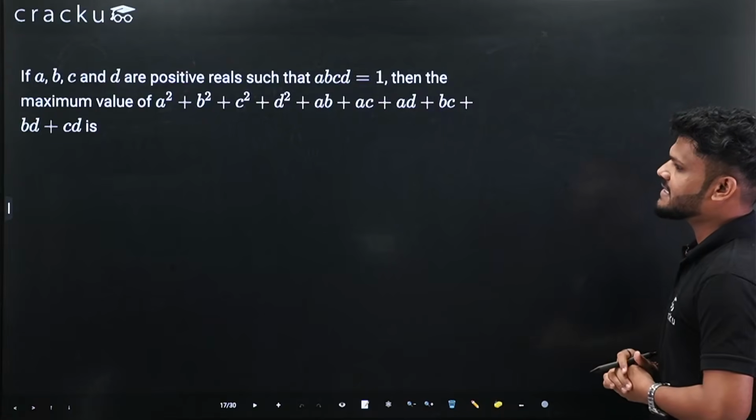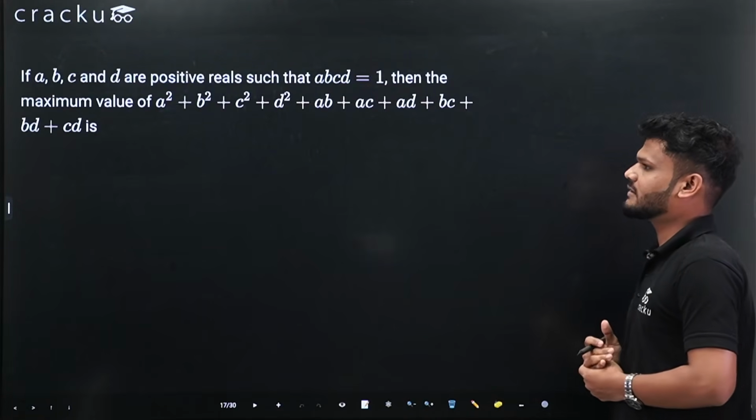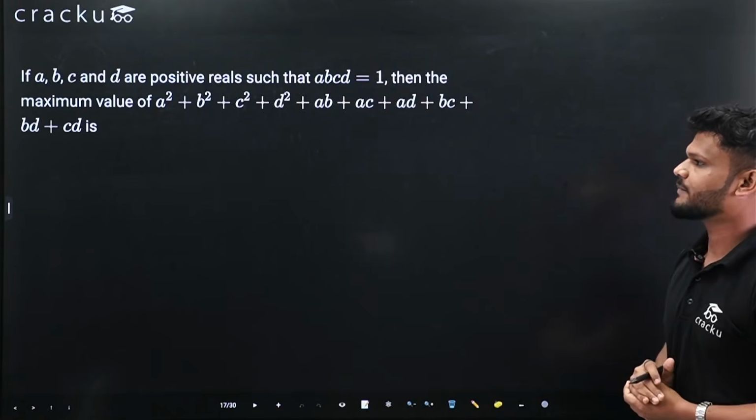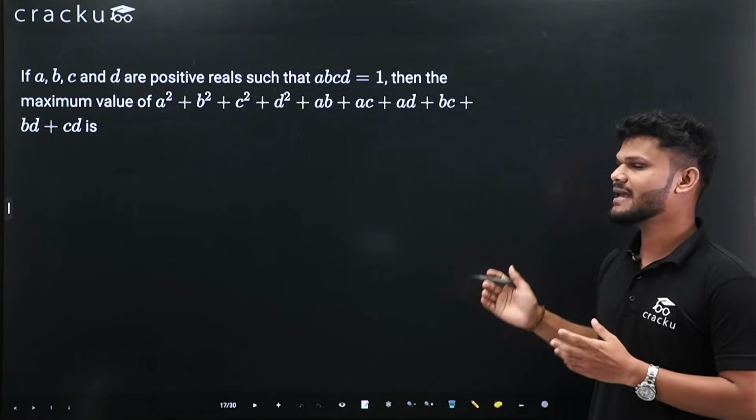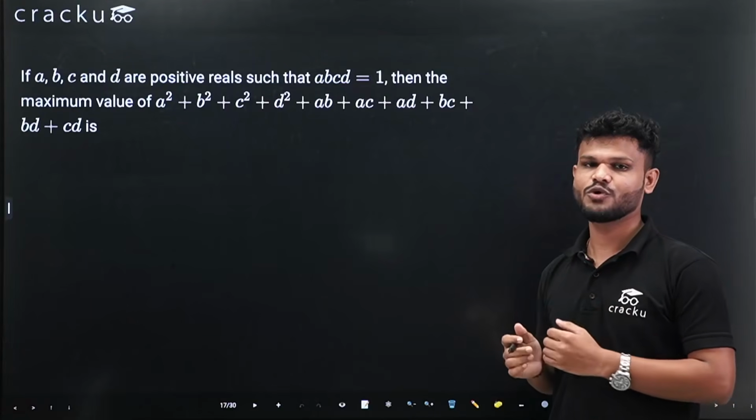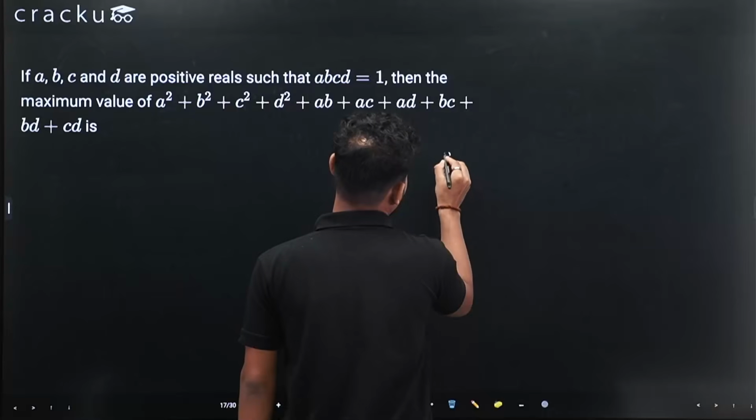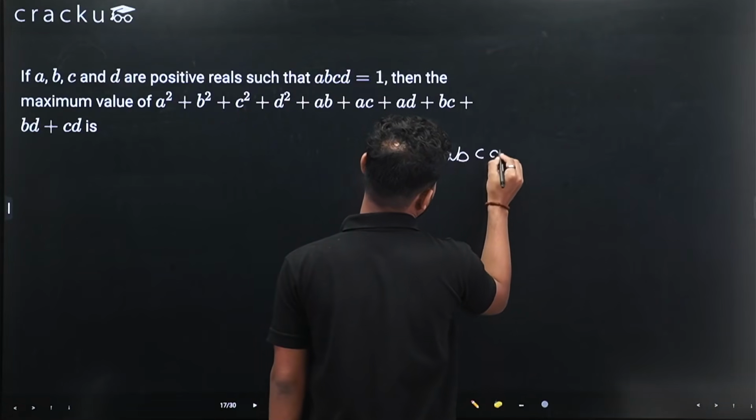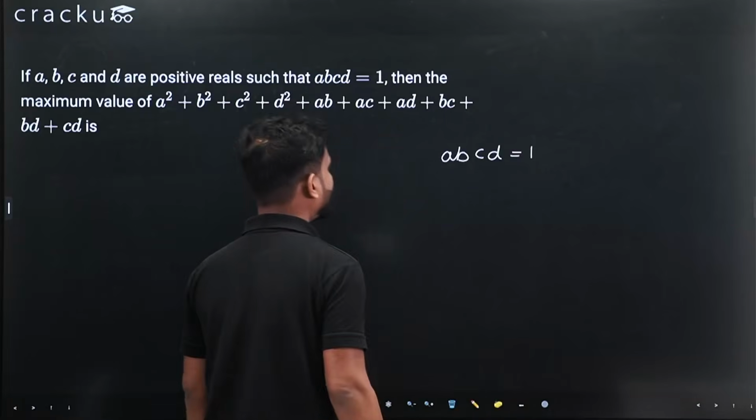In this question, we are asked: A, B, C, D are positive reals such that A, B, C, D equal to 1. Then the maximum value of this is what? Now, basically answer to this question is infinity. So technically it should be a bonus question. But if infinity is there which we can put, then infinity should be the answer. How can you do this? We have A, B, C, D is equal to 1. Correct?